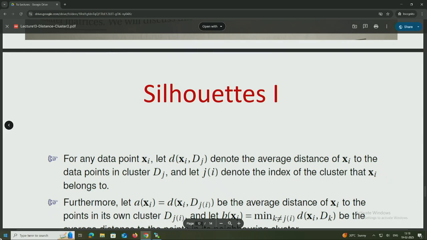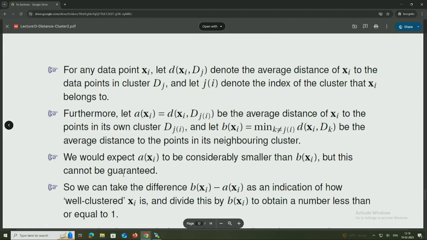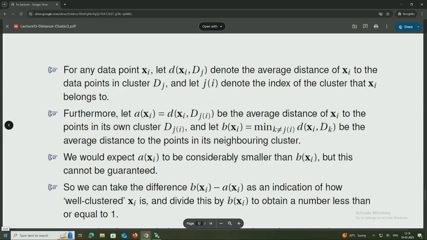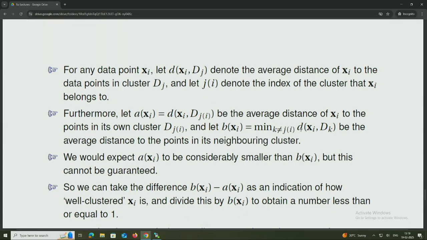Then I'll explain it to you. So what it does is, for any data point, let d(xi, dj) denote the average distance of the point x to all the points in the cluster dj, and let ji denote the index of the cluster it belongs to. So what is a(xi)? a(xi) is the average distance of xi to the points in its own cluster, and b(xi), now I needed something to write, but there's no.